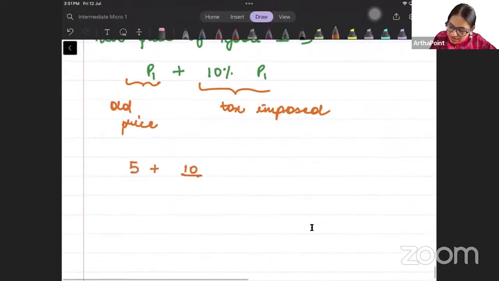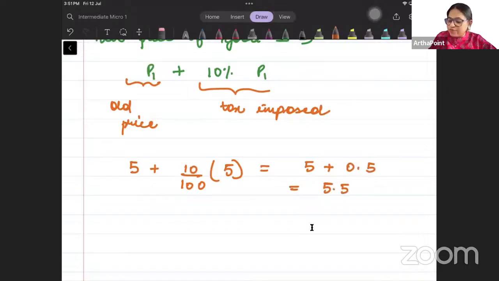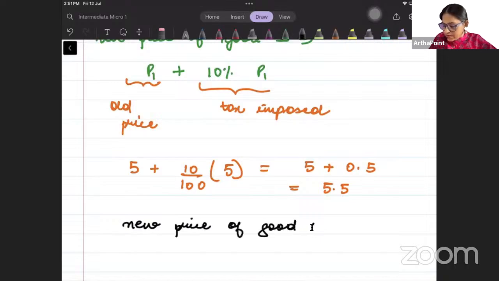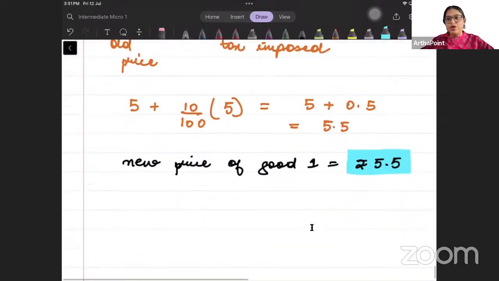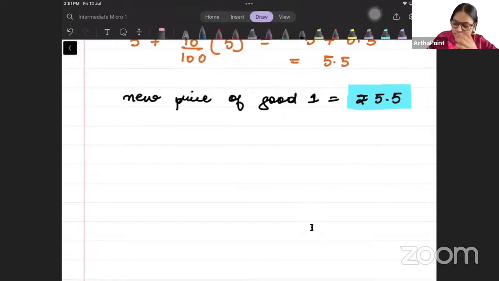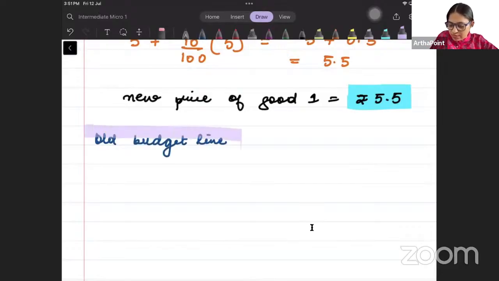5 plus 10% of 5. That means 5 plus 0.5. That means 5.5. So your new price of good 1 will become, beta, what? 5.5. This will be your new price. New price of good 1 will become 5.5. Okay, can you tell me what will be your old budget line? What will be the old budget line, beta?